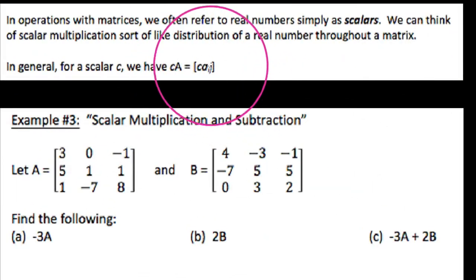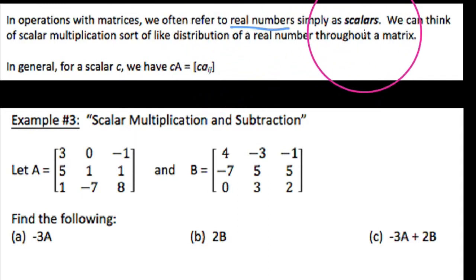In this video, we're going to talk about matrix scalar multiplication. What we mean by a scalar is just some real number that we're taking times a matrix. We refer to real numbers as scalars quite a bit of the time because what they're doing is scaling things up and down.